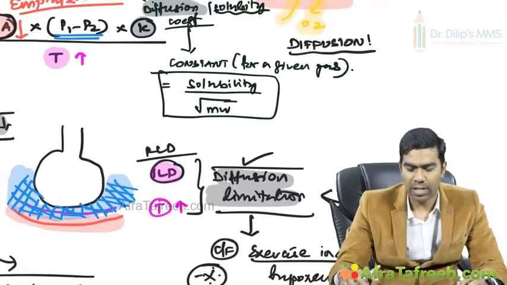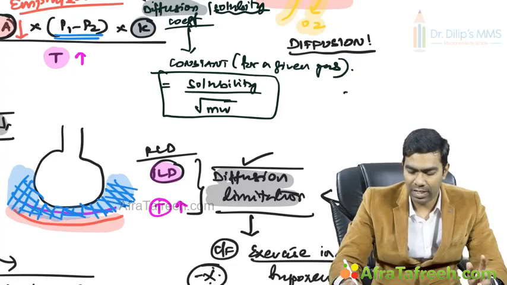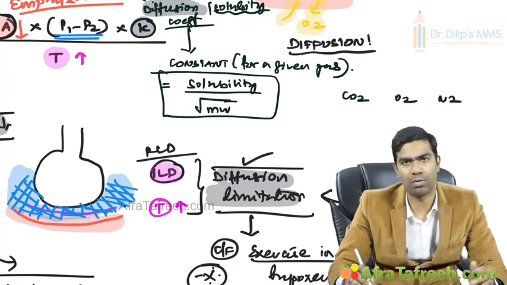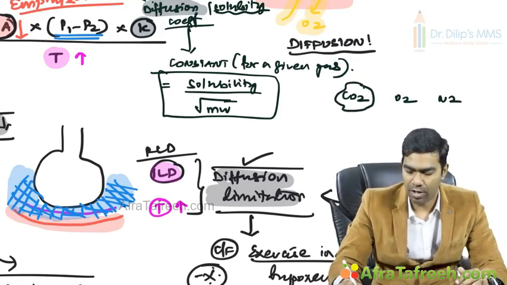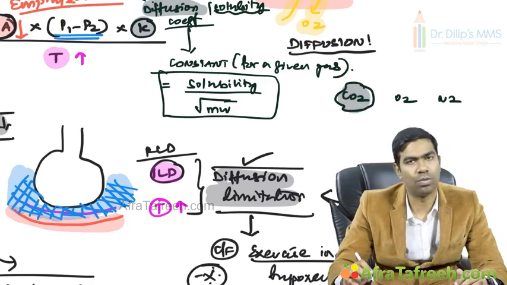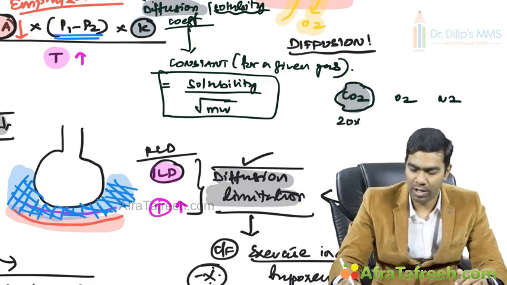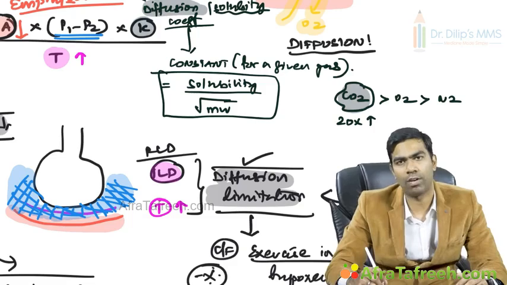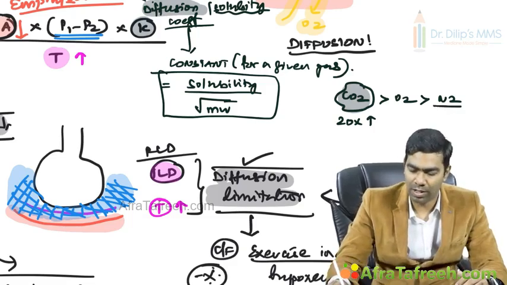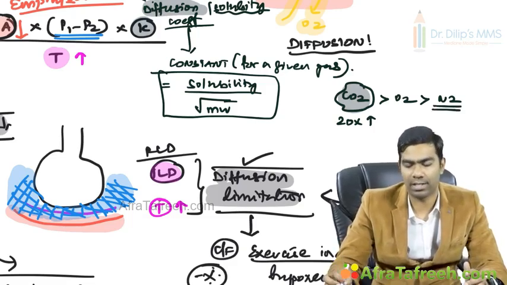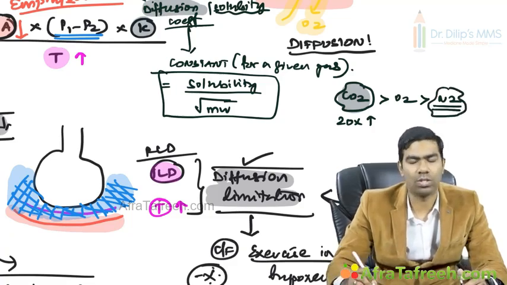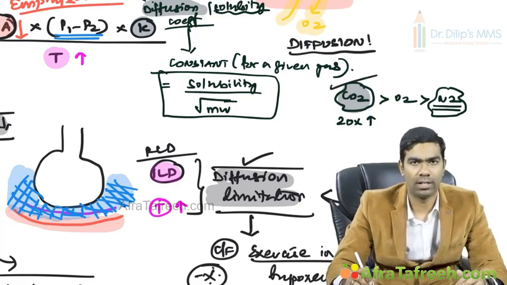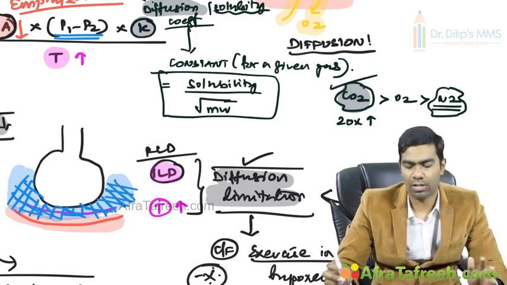So according to the equation, which gas? We have three gases: carbon dioxide, oxygen, nitrogen. Which is going to have the maximum solubility? It is the carbon dioxide that is going to have the highest solubility. Okay, so which means it is going to have 20 times more solubility than oxygen, and oxygen in turn is going to have more solubility than nitrogen. So among the commonly inhaled gases, the gas which has the lowest solubility is nitrogen, and the gas which has the highest solubility is carbon dioxide across the diffusion membrane.